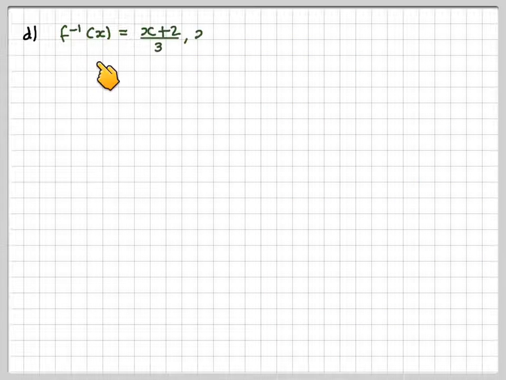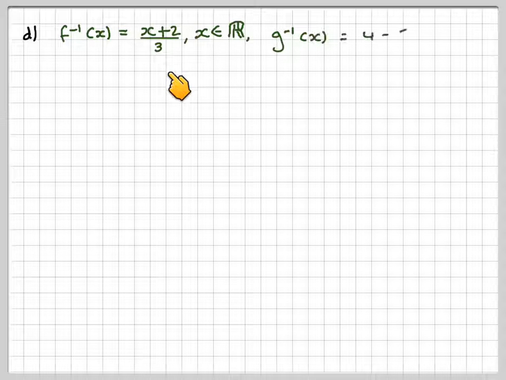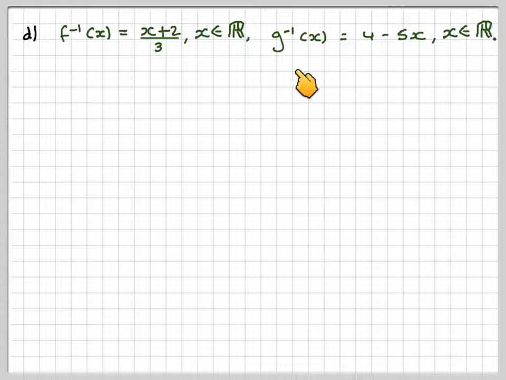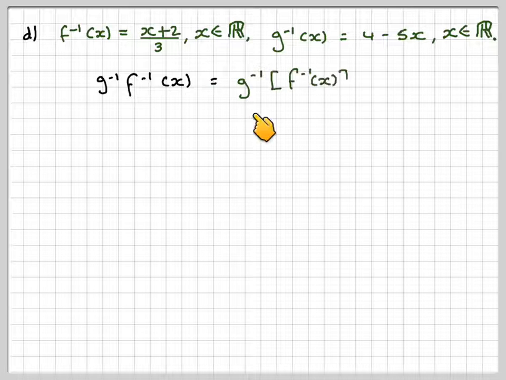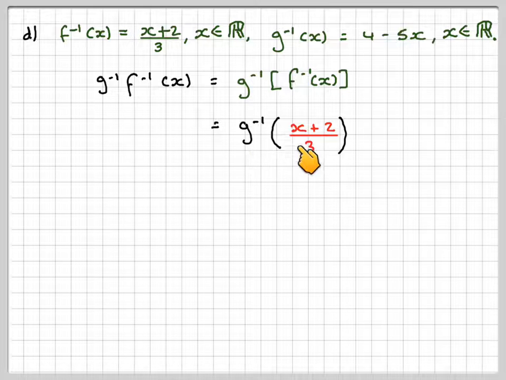Part D. f to the minus 1 of x was (x plus 2) over 3, x belonging to the real numbers. g to the minus 1 of x is 4 minus 5x, x belonging to the set of real numbers. So we first need to take the f to the minus 1 and put it in with g to the minus 1. So it's g to the minus 1 of f to the minus 1 of x. So that's g to the minus 1 of (x plus 2) over 3. So everywhere that there's an x in here, we now replace it with (x plus 2) over 3. So it's 4 minus 5 times (x plus 2) over 3.